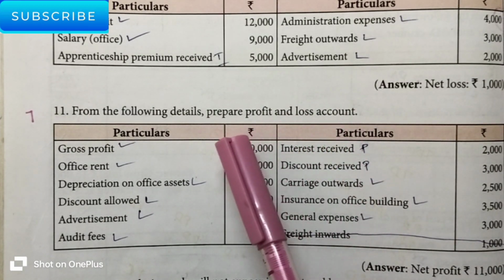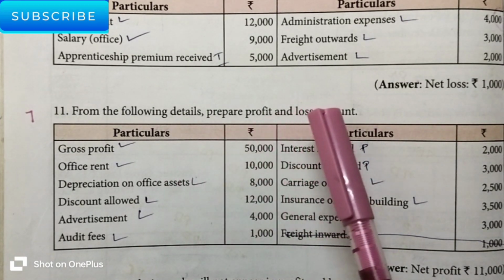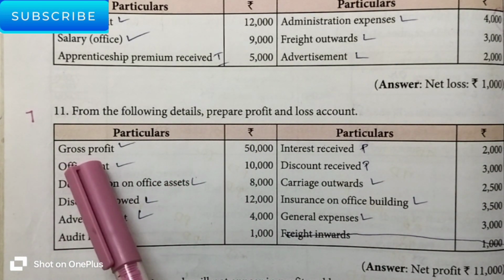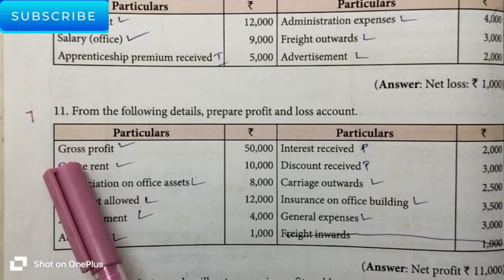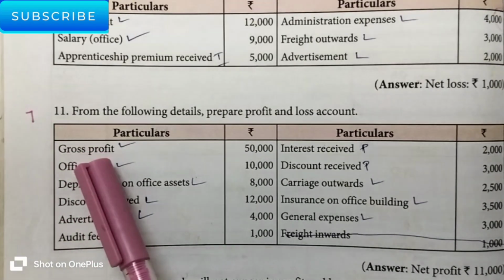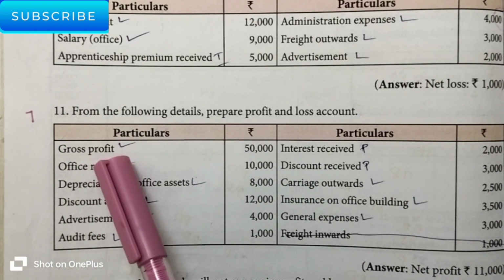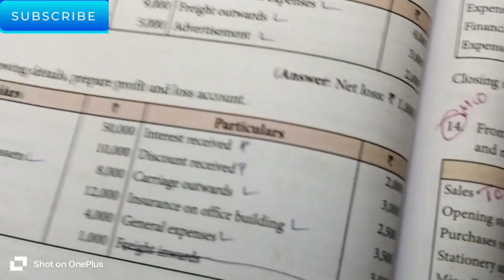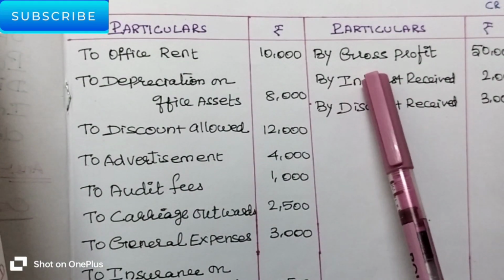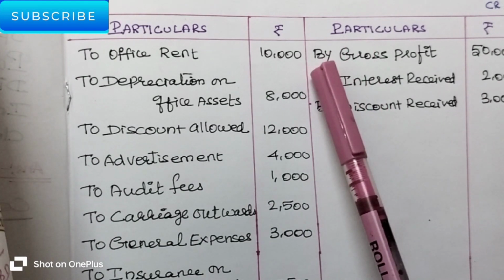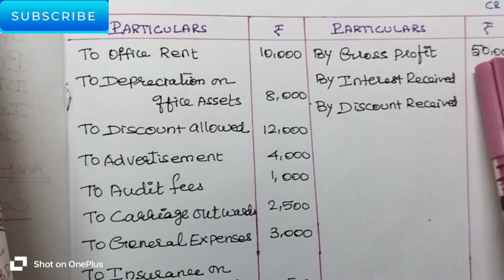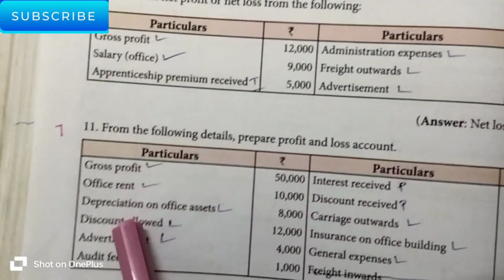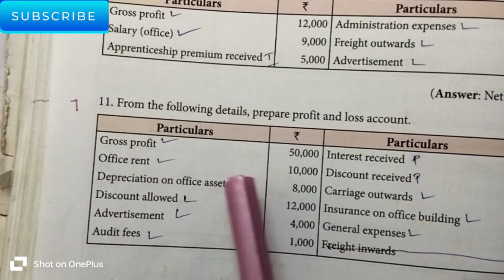Whenever you start to prepare the profit and loss account, the first entry you have to write is gross profit. If they have given gross profit, you have to enter it on the credit side of the profit and loss account. So you go to the credit side, you always start with the word "By": by gross profit 50,000 rupees entered, and office rent 10,000 rupees.